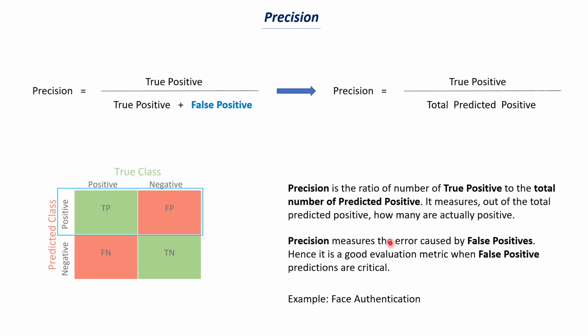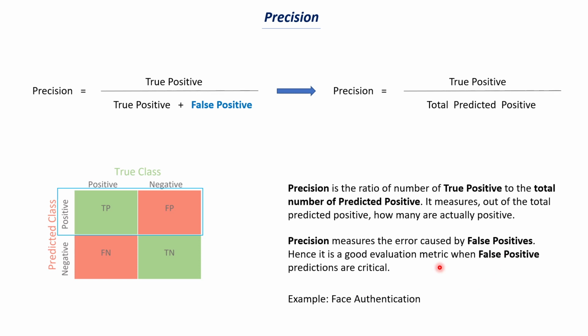So, let's try to understand this sentence better. It measures the errors caused by false positive. If the number of false positives is very high in your model, in that case the precision value will be low. If you have fewer false positive values, in that case your precision value will be high, because we know that false positive is in the denominator, and it is inversely proportional. Now let's try to understand what we mean by saying that false positive predictions are critical.